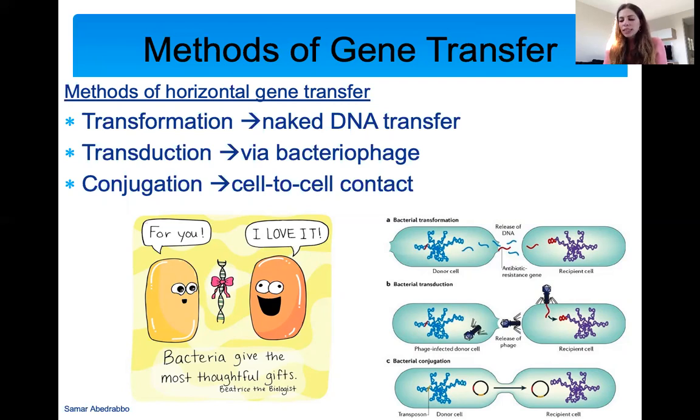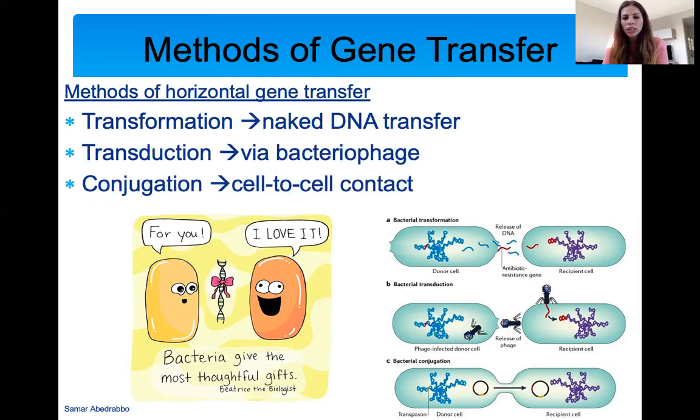Transduction is a very unique way where bacteria get different genes through something called a bacteriophage, and we're going to learn about those later. A phage means virus, and a bacteriophage is a virus that infects bacteria. So in transduction, a bacteriophage will infect bacteria and insert its genetic material. That's how bacteria will get some new genes, another form of gene transfer.